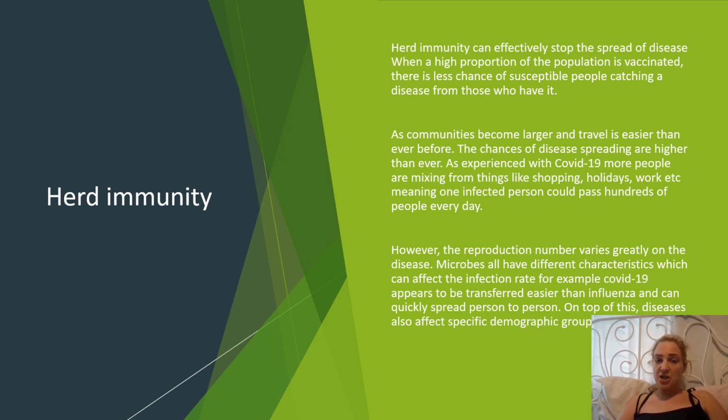As communities become larger and travel is easier than ever before, the chances of diseases spreading are higher than ever. This has been experienced with COVID-19. More people mixing from things like shopping, holidays, and work meant that people infected would spread it to hundreds of people every single day. However, the reproduction number varies greatly depending on the disease. Microbes have all different characteristics which can affect the human rate of infection. For example, COVID-19 appears to have spread quicker than influenza from person to person. This was evident in different groups.